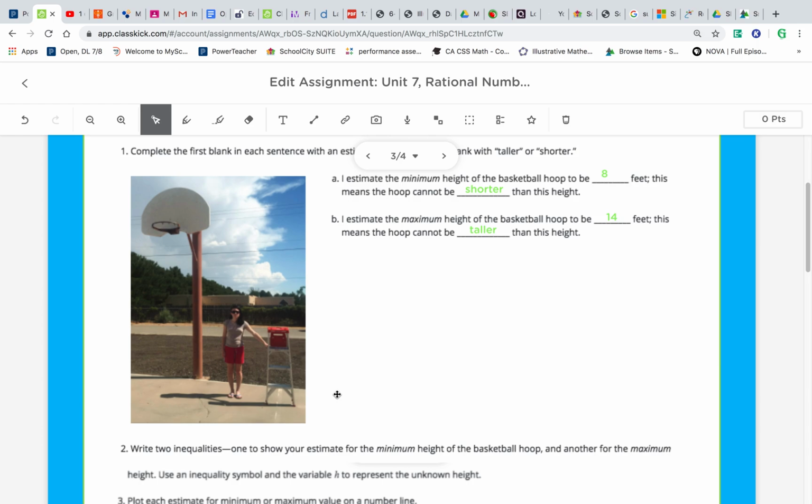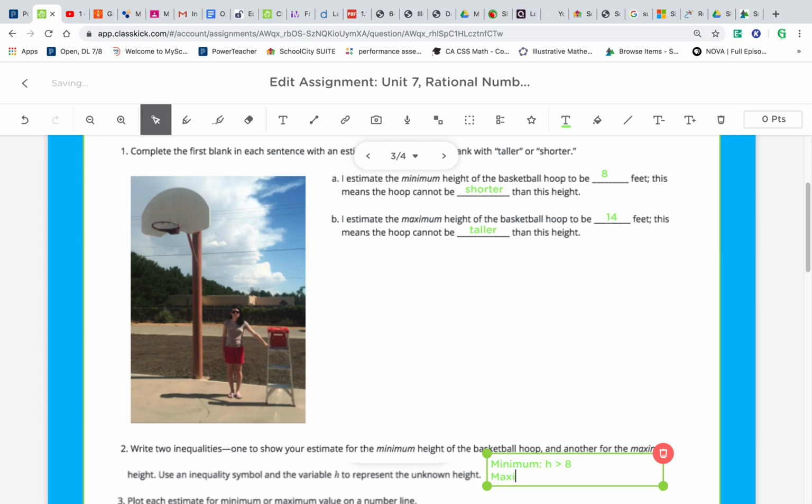Okay, so if we look at the minimum, let's go ahead and specify that's what we're talking about here. Minimum. All right, so for the minimum, we know that it has to be at least 8 feet tall. It can't be shorter than that. So we can say that h for the height has to be greater than 8. In other words, the height cannot be less than 8. So I would say greater than 8 would be one way you could describe that.